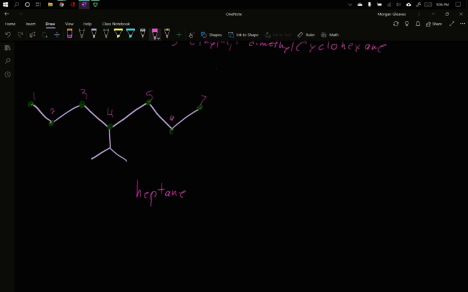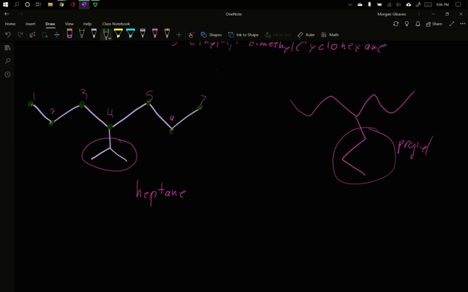And at the 4 position, well, there's 3 carbons coming off of it. I have a subgroup. But this is not a propyl chain. A propyl chain would be 3 carbons long. And so a propyl would look like 1, 2, 3. This would be a propyl. What we actually have over here is 2 carbons and a methyl.